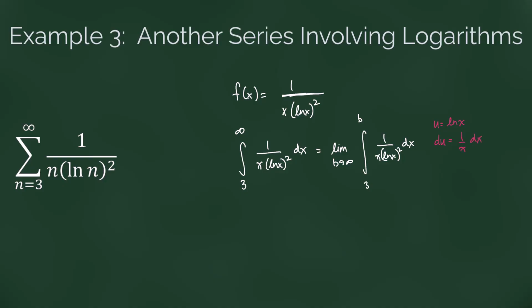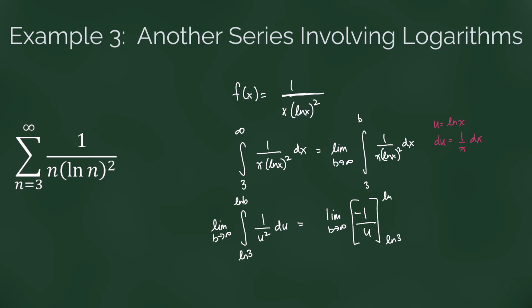So if you're still thinking to yourself, how is this any different? I don't blame you, but hold on. We'll see what happens. So this is now the limit as b goes to infinity of the integral from the natural log of 3 to the natural log of b of 1 over u squared du. When we take that antiderivative, we get negative 1 over u. So we have the limit as b goes to infinity of negative 1 over u, evaluated from the natural log of 3 to the natural log of b.